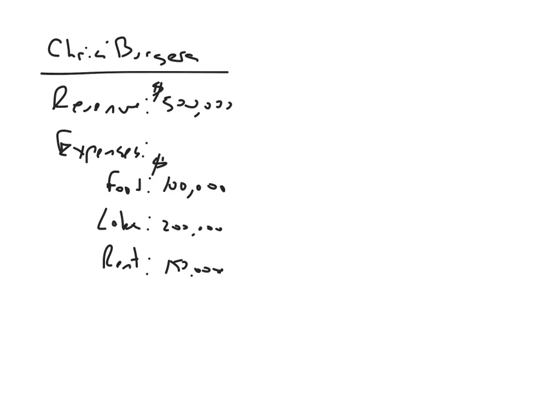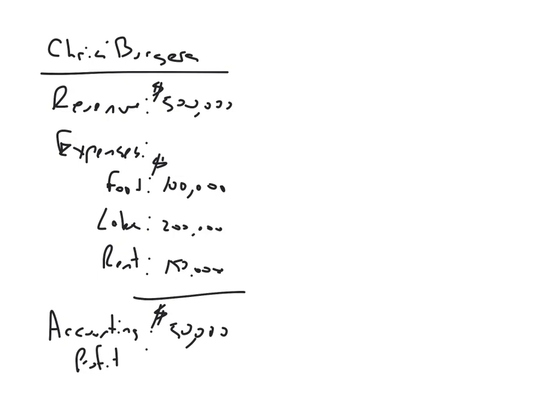So with revenue of $500,000, and expenses in the amount of $450,000, if you add together the expense of food, labor, and rent, then we find that the firm's accounting profit would be $50,000. That's $500,000 in revenue less the expenses that have been incurred. And this is typically the way that accountants would report profit.